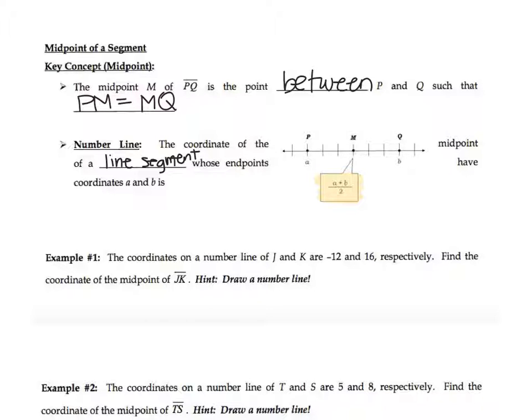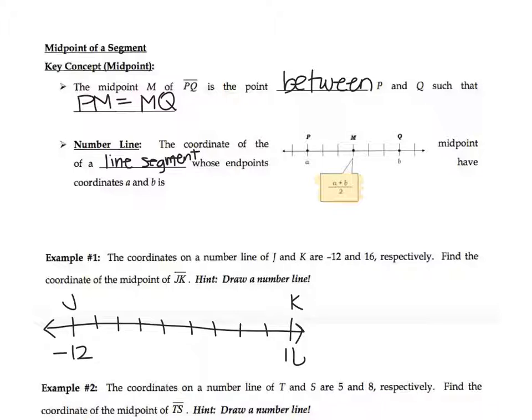So if we take a look at our first example, we have the coordinates on a number line of J and K are -12 and 16 respectively. Find the coordinate of the midpoint of JK. And it says hint, draw a number line. So I'm going to draw a number line. I know we have J at -12, and I can draw all of the lines in between. It's going to take a while, and I know K is all the way over here at 16.